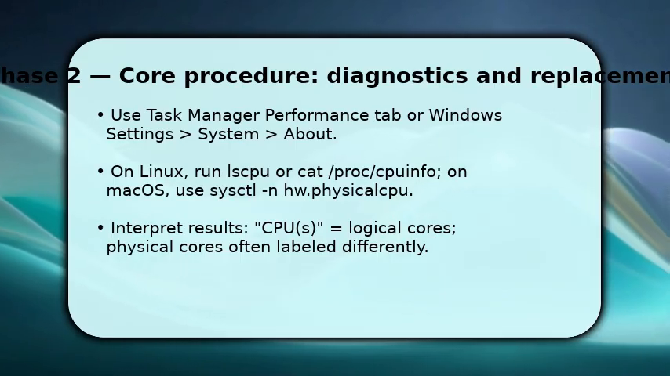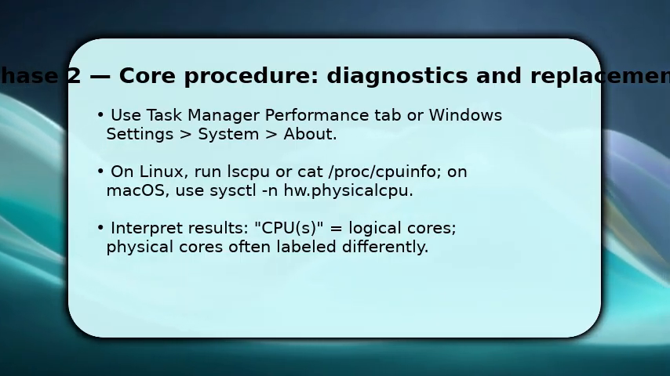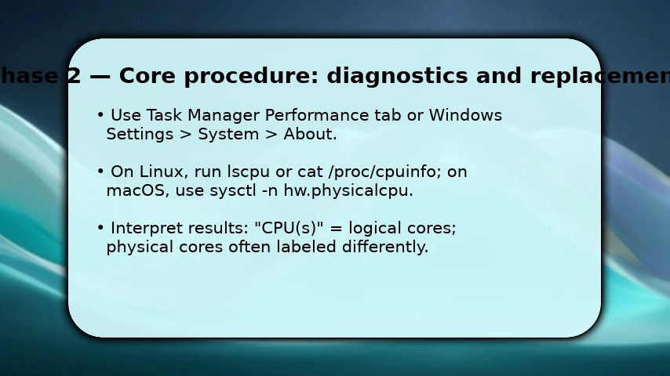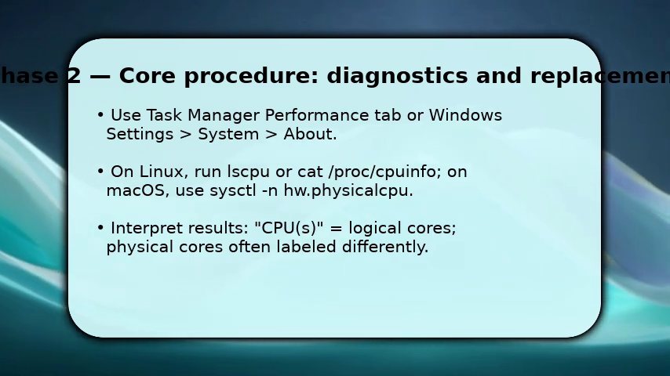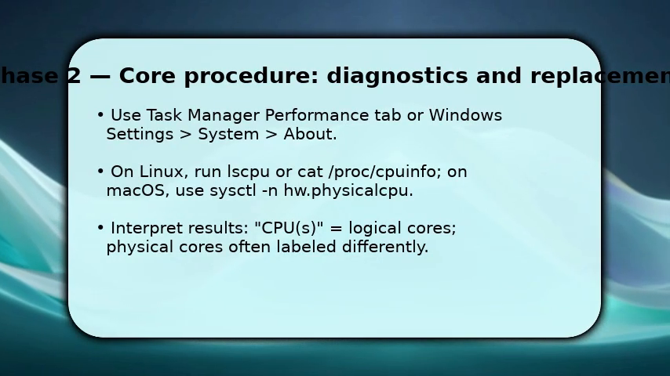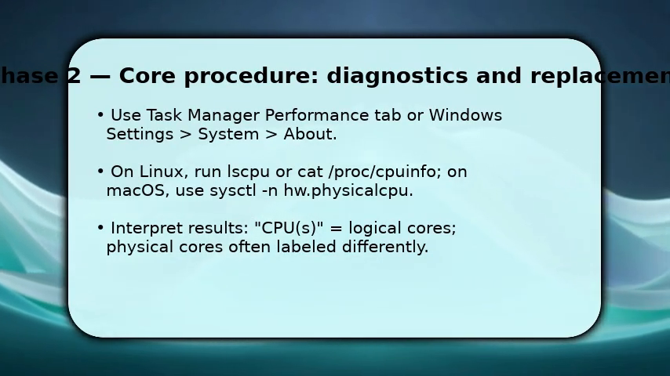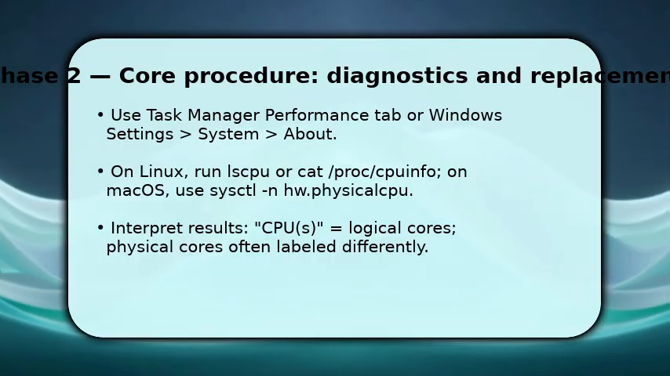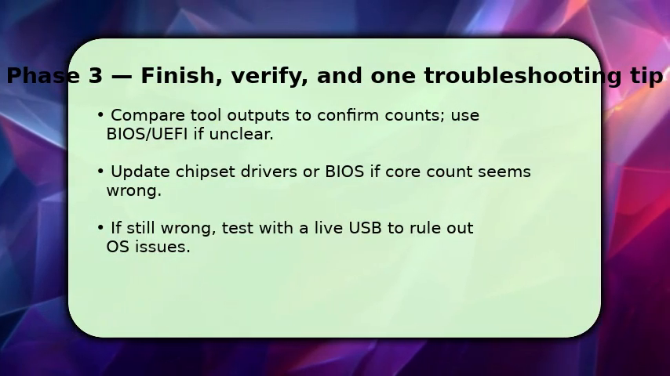Make sure to interpret labels correctly. CPU(s) often means logical cores, so subtract threads. Finish by cross-checking Task Manager, command line tools, and BIOS or UEFI system info. Consistent numbers confirm the true core count.